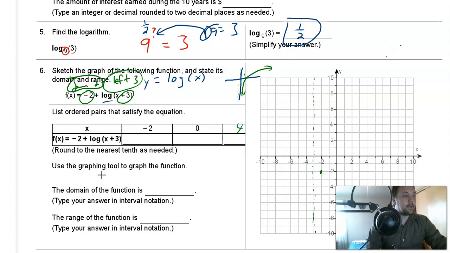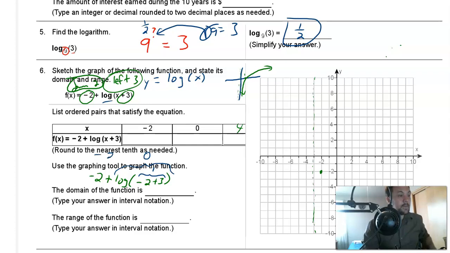Right, so let's see what that looks like. We'll have -2 plus log base 10 of -2 plus 3. Well, -2 plus 3 is going to be 1. And we've talked about this a few times, that log base 10 of 1, log base anything of 1 is equal to 0. Right, so that's just going to equal 0.